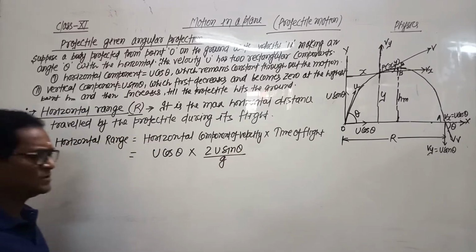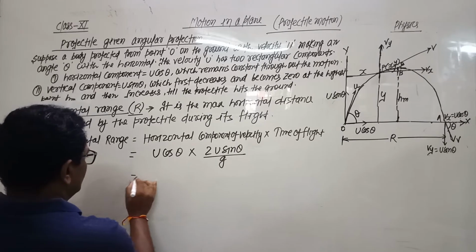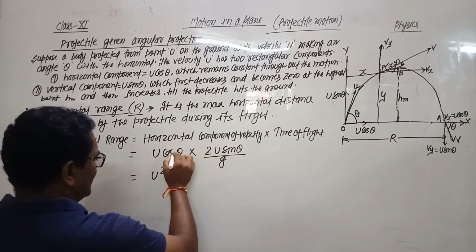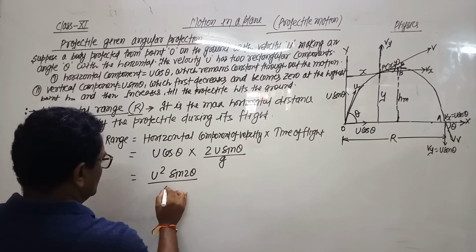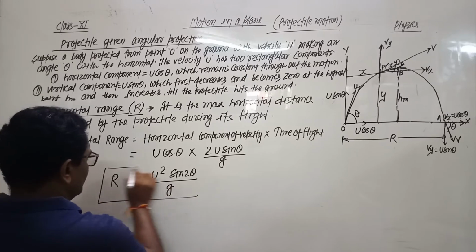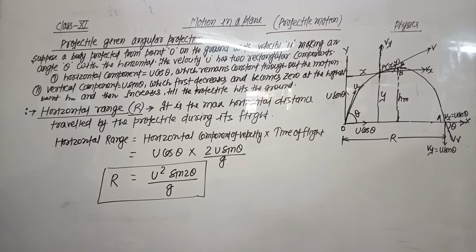Time of flight, we have derived the expression for time of flight, 2u sin theta upon g. So this becomes u into u, and 2 sin theta cos theta is sin 2 theta. So u square sin 2 theta upon g, and range is represented by R. So the expression for range is u square sin 2 theta upon g.